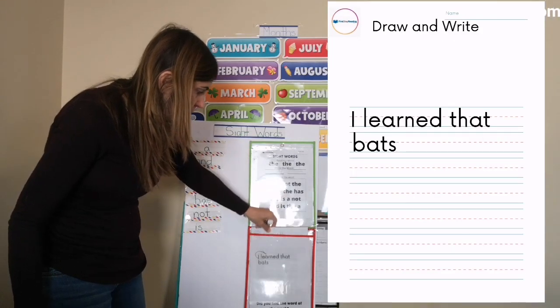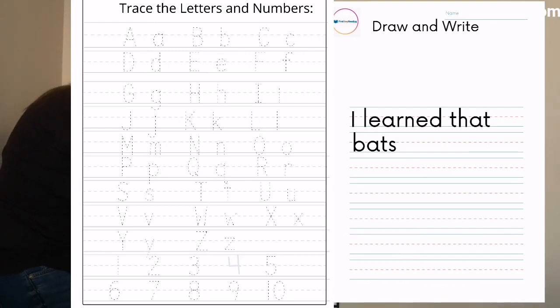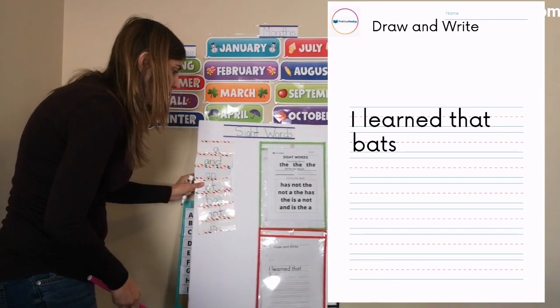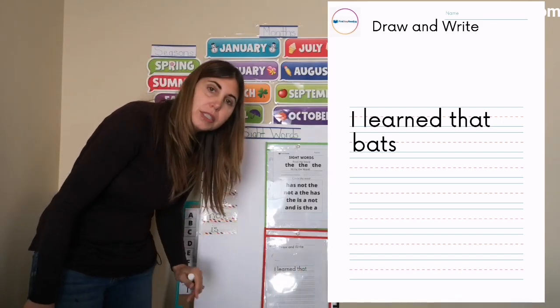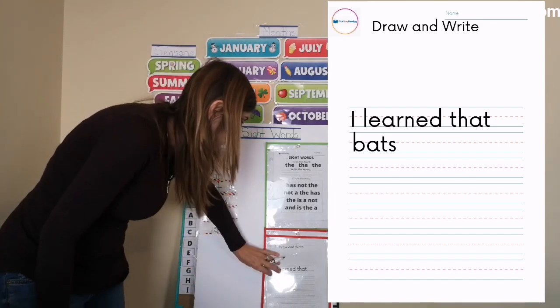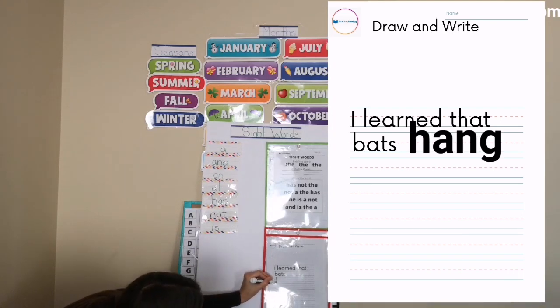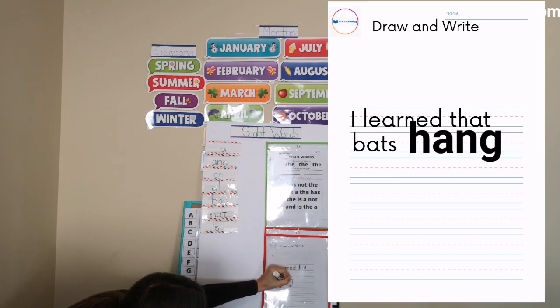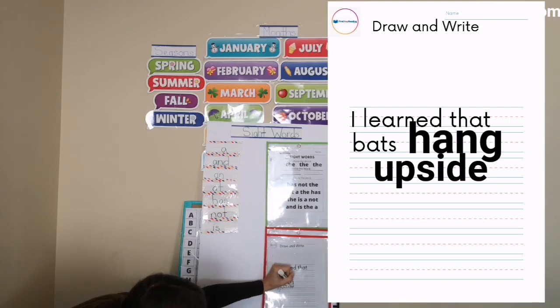Today in our writing, you can practice your letters and numbers by tracing, and we also have a sentence. I learned that bats, what did you learn about bats today? Maybe hang upside down.